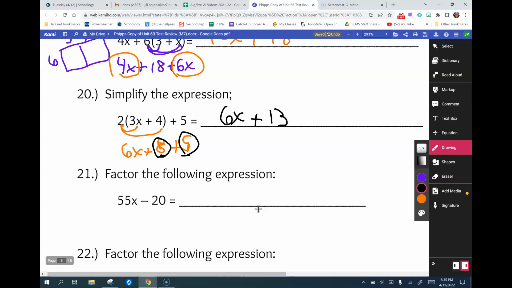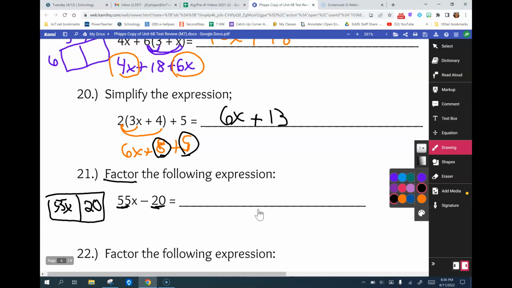Okay, 21, we're going to factor. So if I'm factoring, I'm going to find out what can be pulled out. What can they both be divided by? So look at 55 and look at 20. Now, if you use the box method, you have a 55x here, and you have a 20 here. And you have to figure out what can I pull out. What are they both divisible by? A 5.